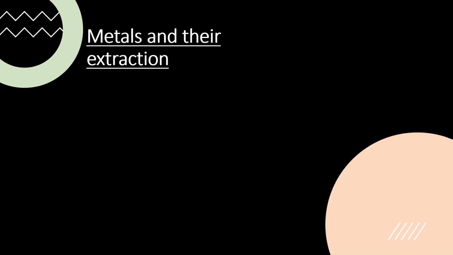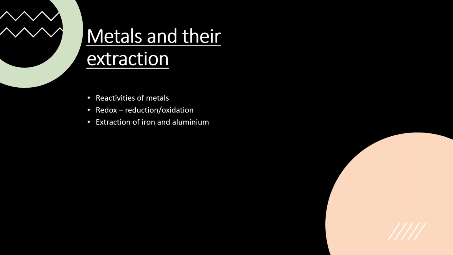Hello and welcome. In this video series, I will be discussing the topic of metals and their extraction. The kind of things I'll be talking about are the reactivities of metals, as well as the process of redox, which stands for reduction and oxidation, two individual chemical processes. I'll talk about the industrial extraction of iron and aluminium, each of which has its own extraction and separation process. I'll talk about electrolysis along with its electrode equations and therefore the uses of electrolysis.